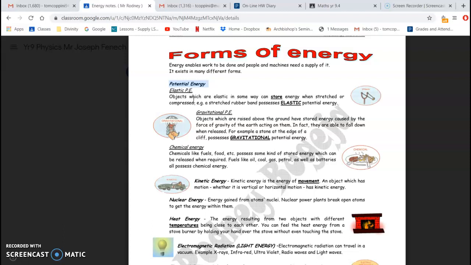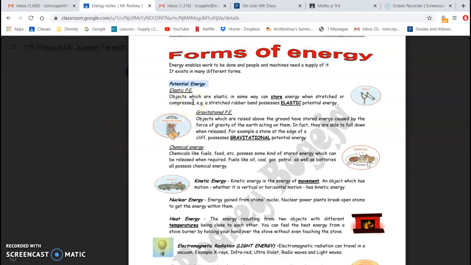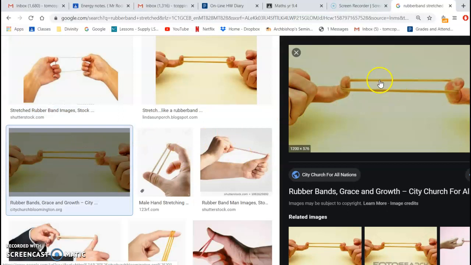When you see elastic, your mind might go to a rubber band, for example, and this is what elastic potential energy is. So when you stretch a rubber band, when you see that tension, this means that there is elastic potential energy. So energy is stored in that stretching. With a rubber band, when you stretch it, the elastic potential energy is stored in the rubber band because you are stretching it.